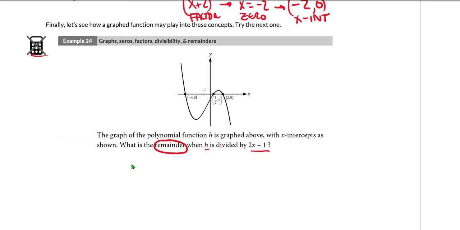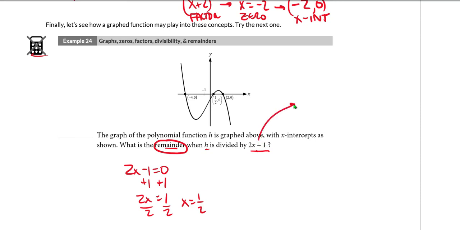Well, again, we know that if we want to find the remainder when a certain function is divided by a certain factor, we can take the 0 associated with that factor, the n value. So that's going to be 2x minus 1. I'm going to set that equal to 0 to find the 0. So that's 2x equals 1, divide by 2, divide by 2. So we get x equals 1/2. That would be the n value here.